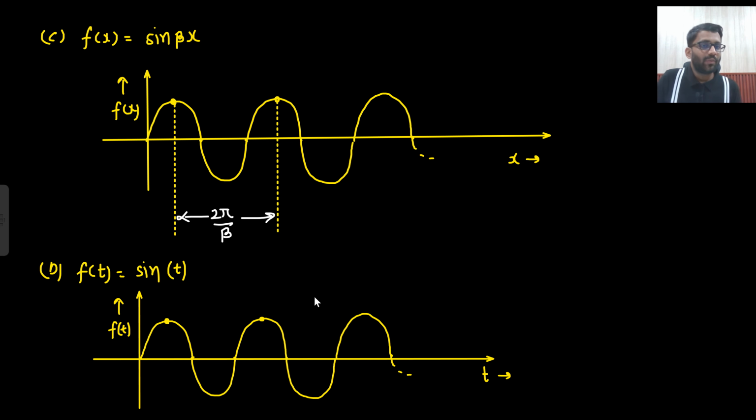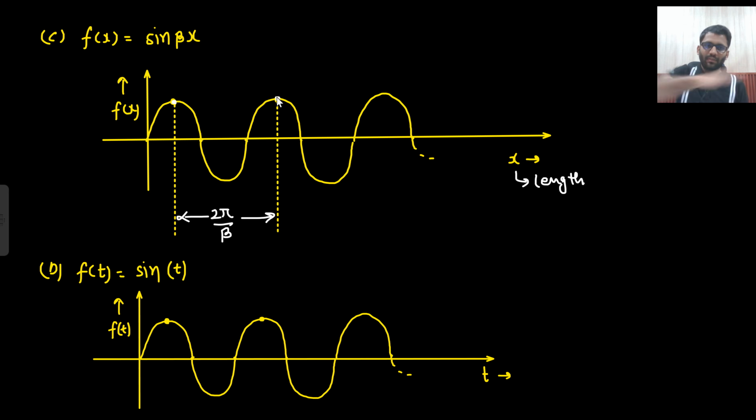What did I say? What will be this length? Why length? Because you are drawing with respect to x, and x is a space coordinate. So you cannot call it time period. The 2 pi by beta, you cannot call it time period because you are drawing with respect to x, and x is a space coordinate. So what did I say? Length. So from this distance to this distance, can I call it wavelength?